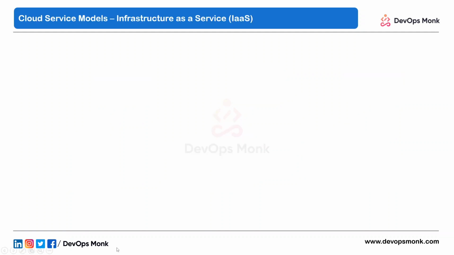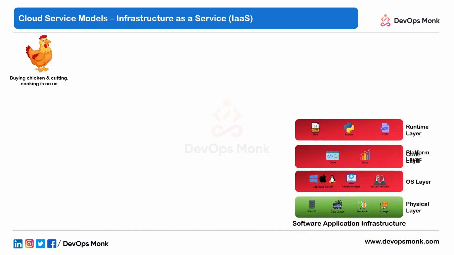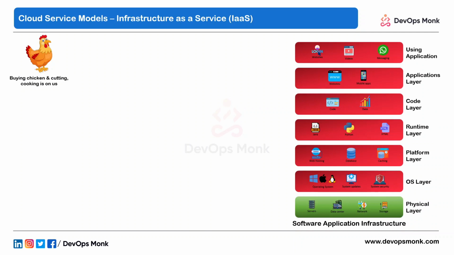Let's begin with the infrastructure as a service model. We can compare this to buying a live chicken and then cutting and cooking it ourselves. We have already seen that if you want to run a software application, you have to set up various layers, right? In a traditional on-premise data center scenario, all those steps are our responsibility.